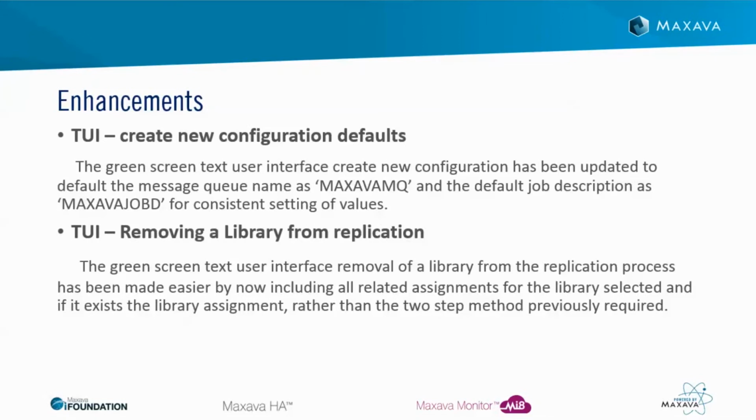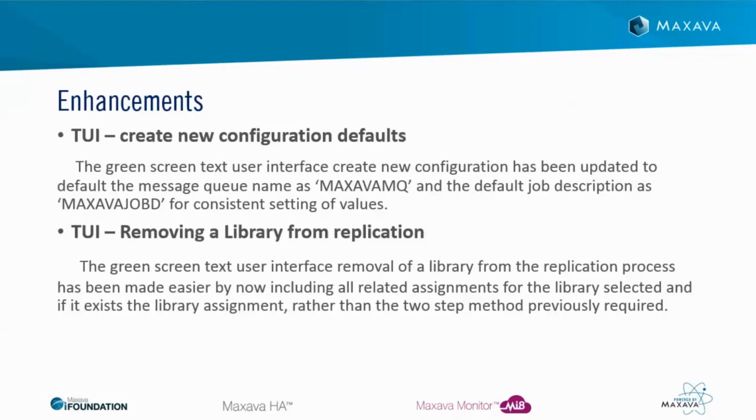The text user interface has been standardized. Some of the F6 create functionalities for a data config, IFS config, MQ config, or a QDLS config. The default parameters are now standardized that will use the Maxava MQ for the message queue name and the Maxava job D for the job description name.